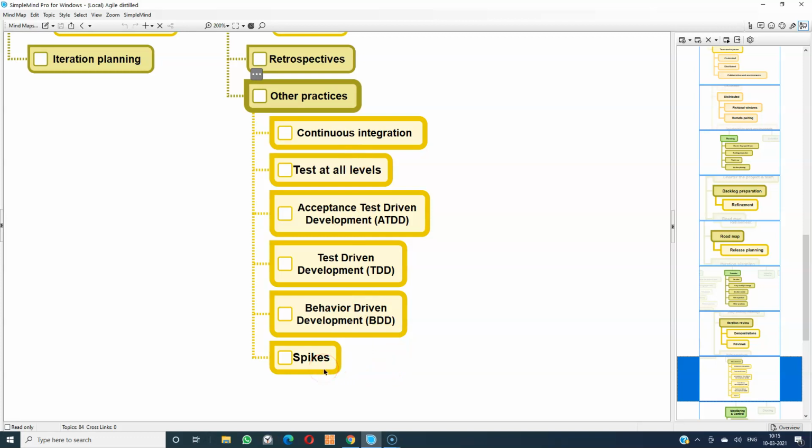Then spikes are frequently used as a mechanism for testing the proof of concept. Now for a new product, let us say I'm putting the architecture in place. Before building too many features, I want to test to see whether the architecture is working fine. So we create all the layers of the architecture, and we take a small functionality which cuts across all the layers of the architecture. And if that particular functionality is working fine, then we know that the architecture is the right thing. So we use spikes extensively to manage technical risk in a project.